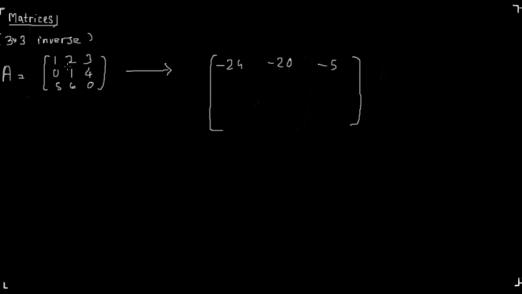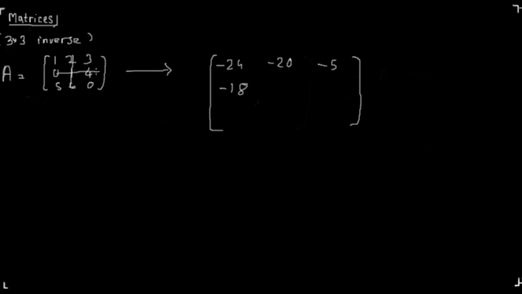Then next one. Now that we cut these off, we're going to start working with this term. So this is what we're going to do. It can't be in the same column, can't be in the same row. So this is going to be 2 into 0, which is just 0, minus 3 into 6, which is 18. So that's minus 18.